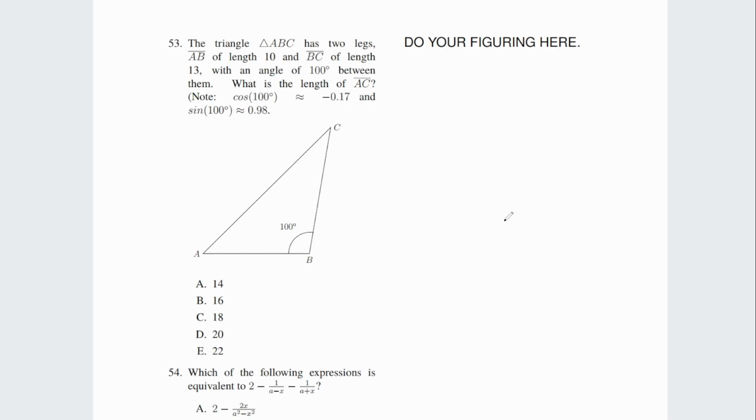53 is a trigonometry problem that asks, the triangle ABC has two legs, AB of length 10 and BC of length 13, with an angle of 100 degrees between them. What is the length of AC? Note that cosine of 100 is around minus 0.17, and sine of 100 degrees is around 0.98. So we have length BC, let's just label these, which is 13, and length AB, which is 10.